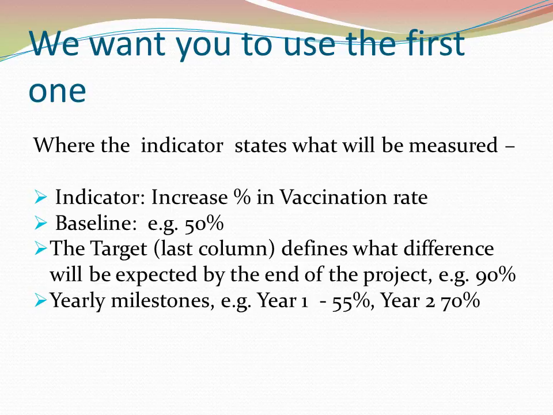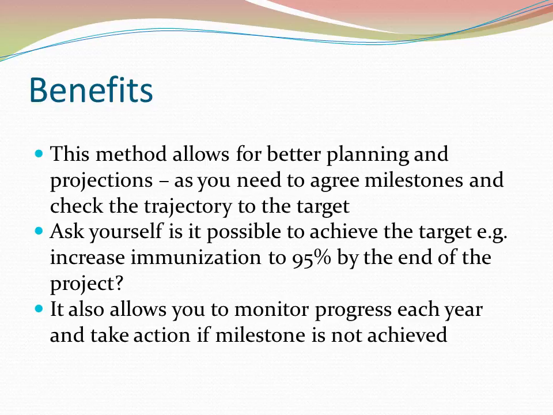In defining your yearly milestones, you need to bear in mind that the early years of a project take time to set things up. Therefore, the increase will not be as high as it should be in the latter years. The benefit of this method is it allows for better planning and projections, and to check your projections are actually accurate. So you look at your target and you check whether the trajectory of your milestones will actually achieve the target. Ask yourself, is it possible to achieve the target of an increase in immunisation by the end of the project? If not, you need to review your milestones.